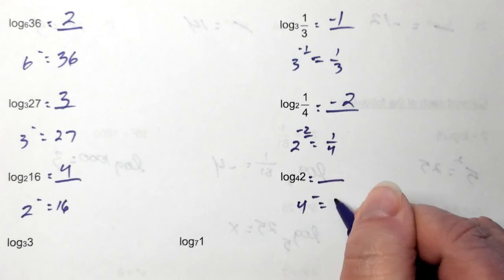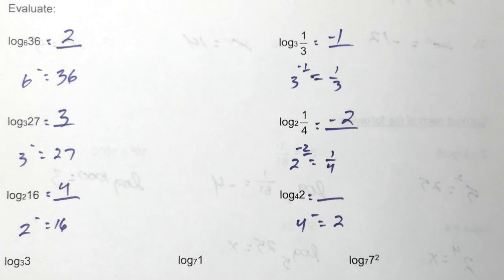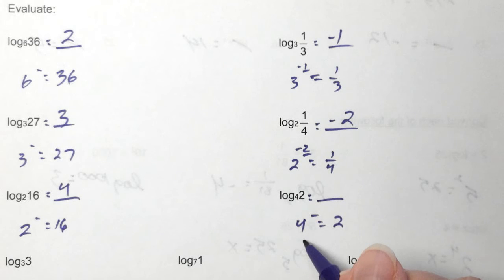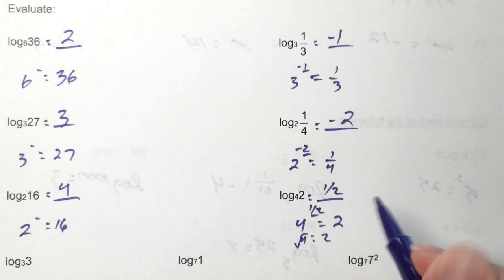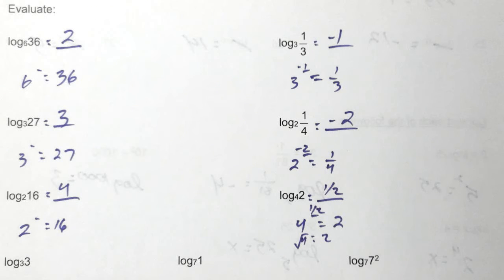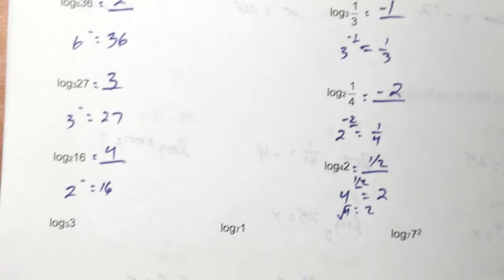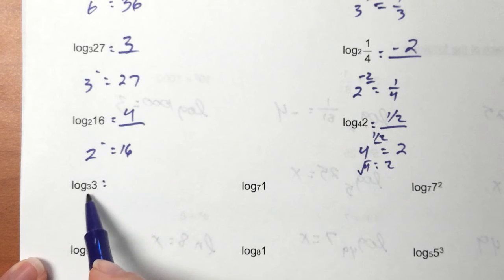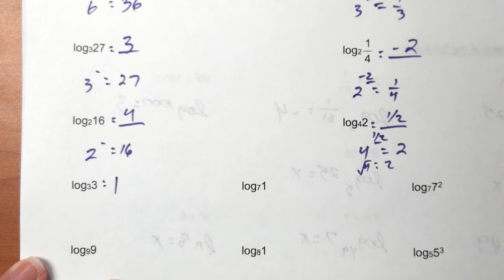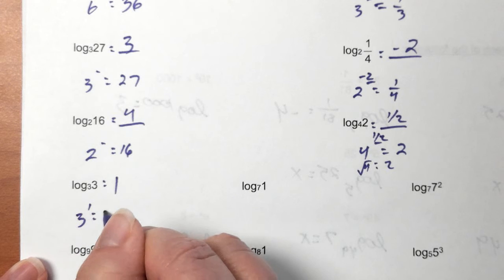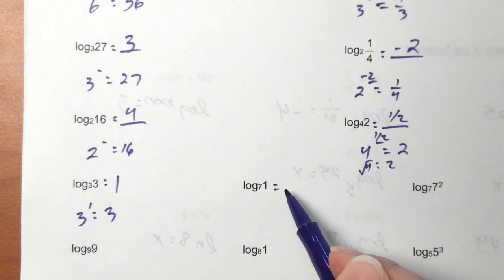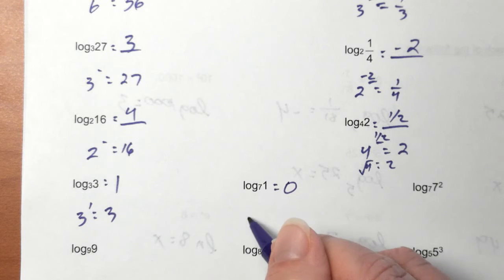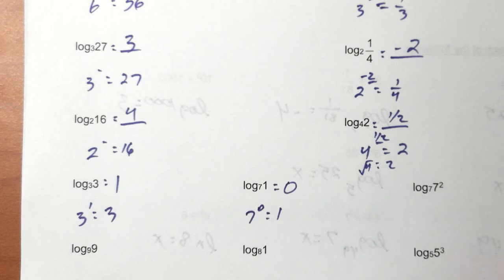4 to the something equals 2. Ooh, how can I go from 4 to 2? Well, I could take the square root of it, right? Square root of 4 is 2, so I bet that's the exponent 1/2. So log base 4 of 2 would equal 1/2. Here's one where the argument and the base are the same thing. Remember, those are always 1 if you needed to convert. 3 to the 1 would equal 3. Here's one where the argument is 1. Anytime the argument is 1, we know that equals 0, because 7 to the 0 would equal 1.